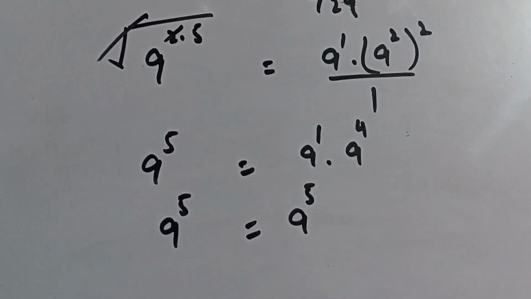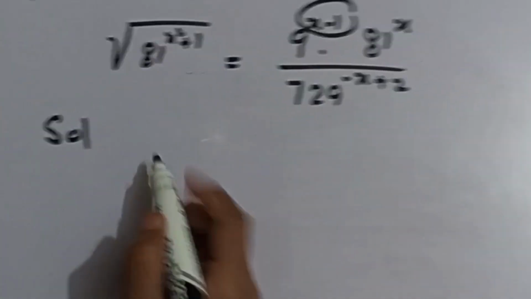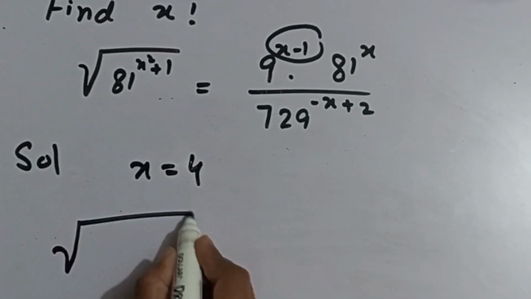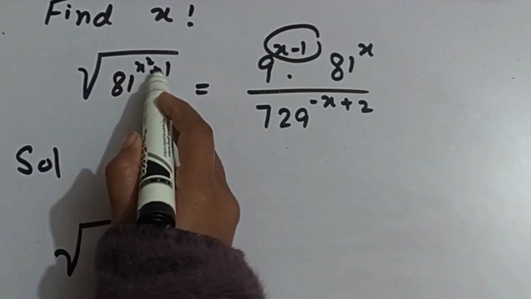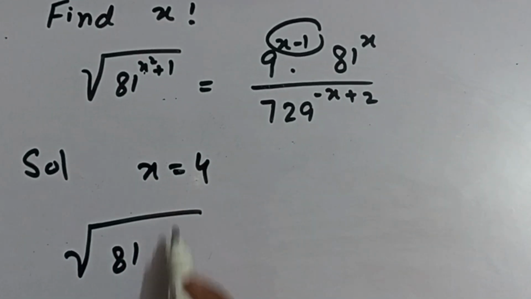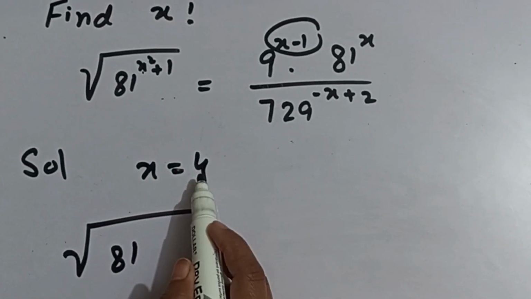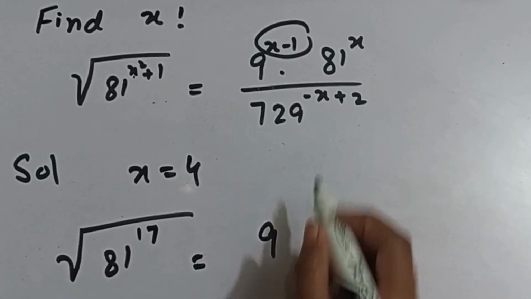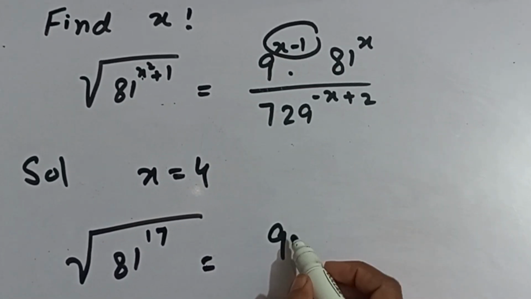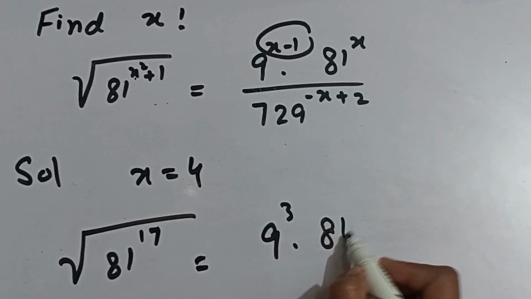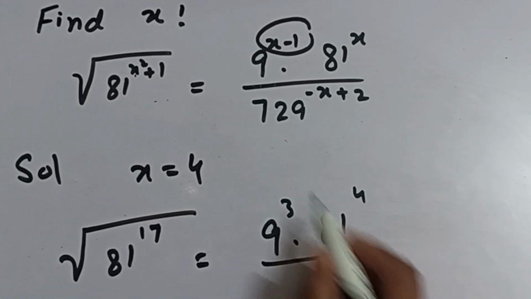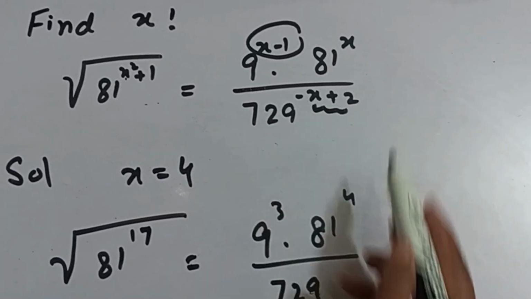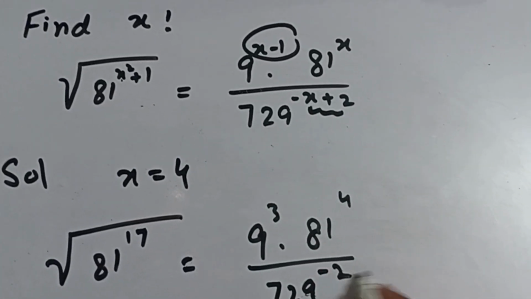Now we verify x is equal to 4. Look at the left hand side: we have the square root of 81 raised to the power x square plus 1. This implies 4 square plus 1, which is equal to 17. Now look at the other side: 9 raised to the power x minus 1, with x equal to 4, so 4 minus 1 is 3, multiplied by 81 raised to the power 4 over 729 raised to the power x plus 2, which is minus 4 plus 2, equal to minus 2.